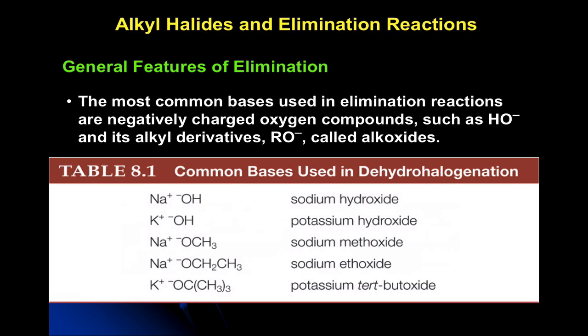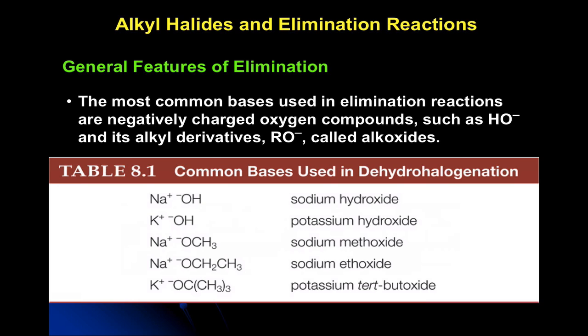There are some common bases that you need to have committed to memory for what is known as dehydrohalogenation. Sodium hydroxide, potassium hydroxide, these are no-brainers for you, right? You all have talked about those until we're blue in the face from Gen Chem on. Every titration you probably did involved one of these. Sodium methoxide and sodium ethoxide are also common bases used in dehydrohalogenation. And then potassium tert-butoxide. Tell me what the advantages and disadvantages of these five molecules are.